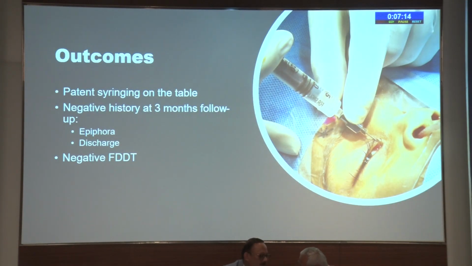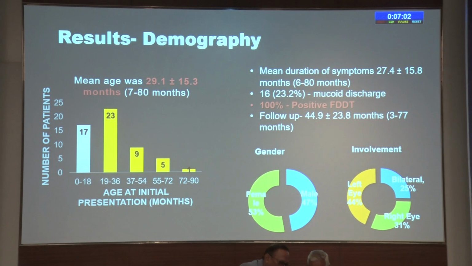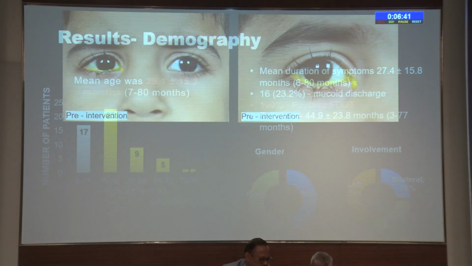All the patients were graded as successful with patent syringing on the table and a negative history of epiphora and discharge at the 3 months follow-up, with a negative fluorescent dye disappearance test. Now coming to the results. We have reported a total of 55 patients with a mean age of 29 months, having a mean duration of 27 months. It included a quarter with bilateral involvement, and the rest had unilateral involvement, with 17 in the right eye and 24 in the left eye.